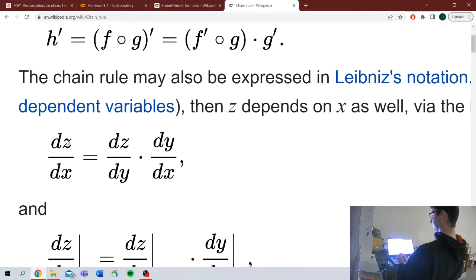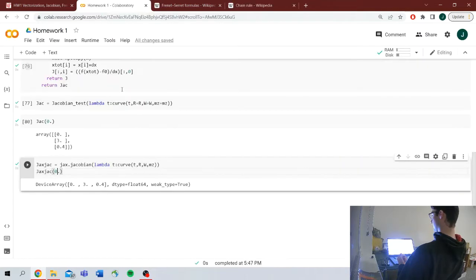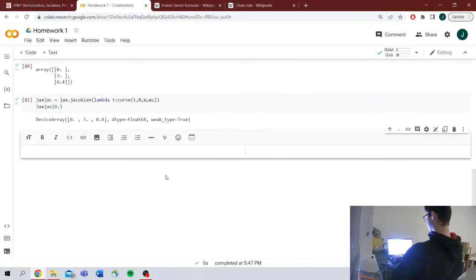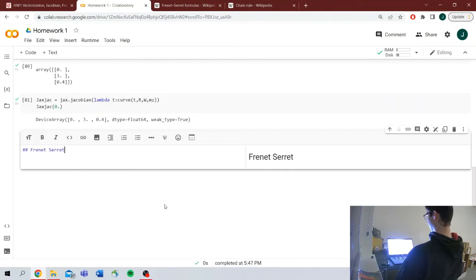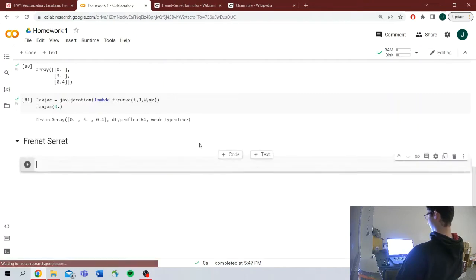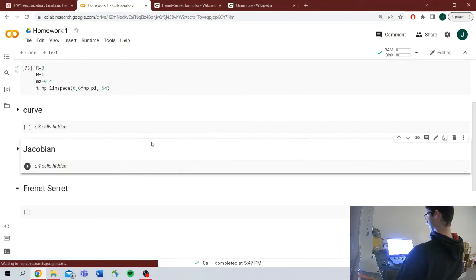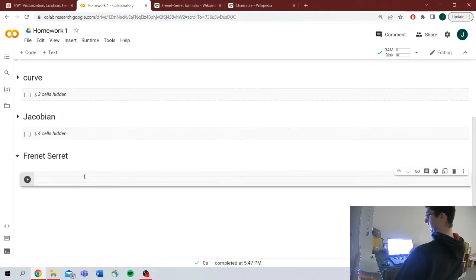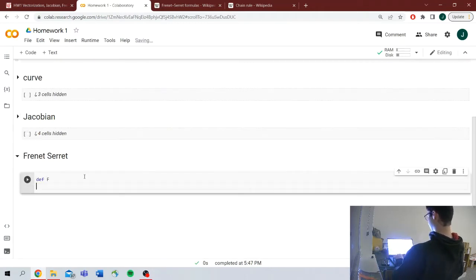So let's go ahead and get started. So first and foremost, we're going to block off what we did last. Name this section Frenet-Serret. Then we're going to hide those so that they're out of our way. Then we're going to define our Frenet-Serret function.